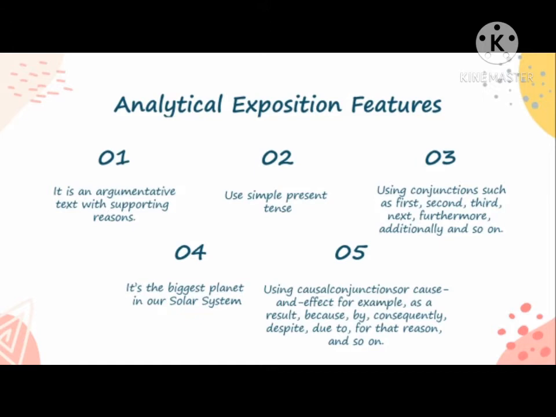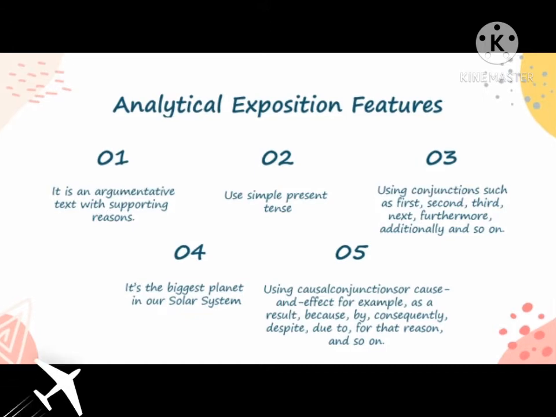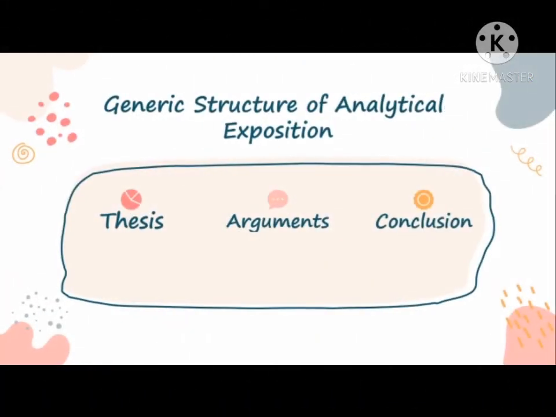And the last, using causal conjunctions, cause and effect, for example, as a result, because, by, consequently, despite, due to, for the reason, and so on. The generic structure of this text is: the first one, thesis, contains the opinion of the author or speaker regarding the topic in question.